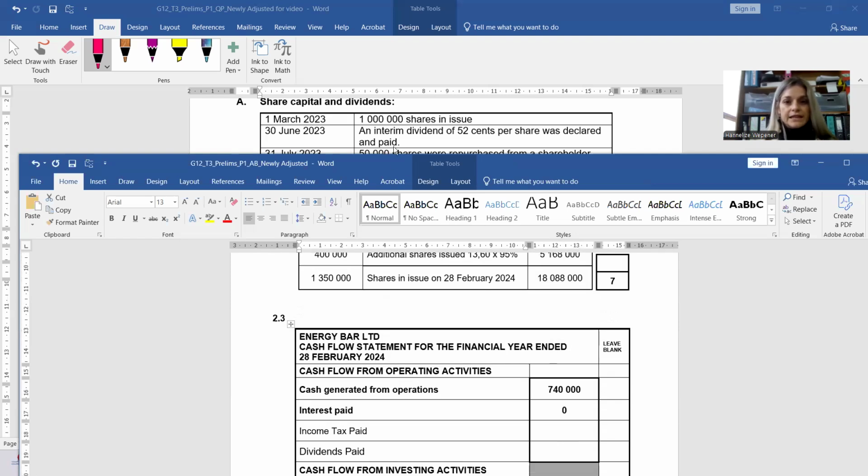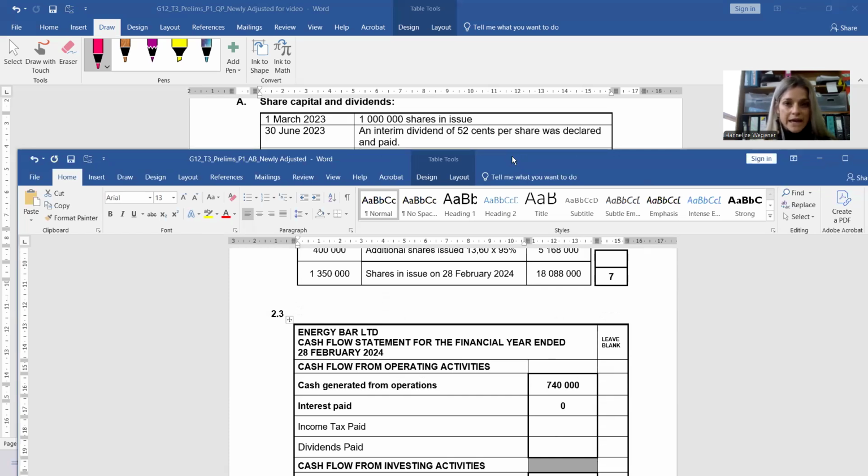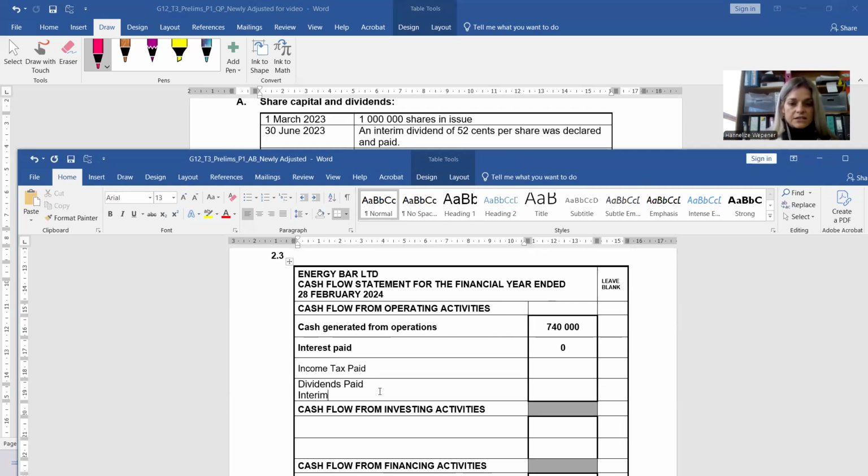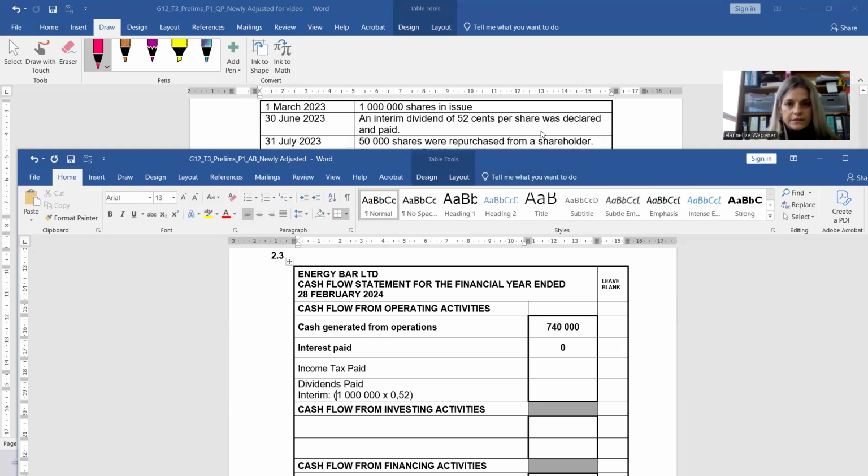Right, so an interim dividend of 52 cents per share was declared and paid. On the 30th of June, you only had 1 million shares in issue because they didn't give you any movements from the 1st of March until the 30th of June. So dividends paid in respect of your interim dividend was on 1 million shares at 52 cents per share. So just add my bracket here. There we go. We will do the calculations right at the end.